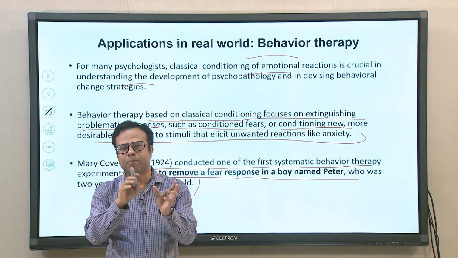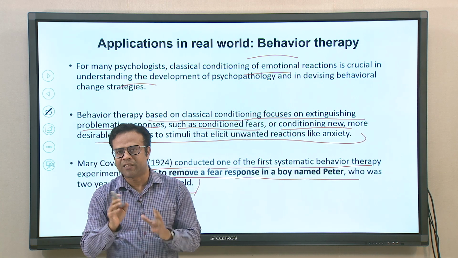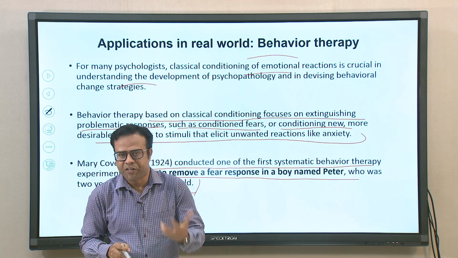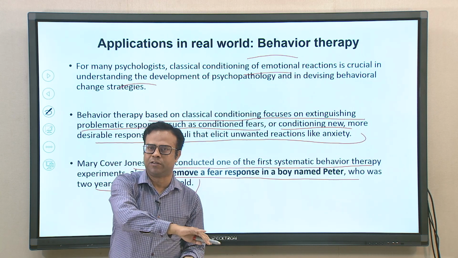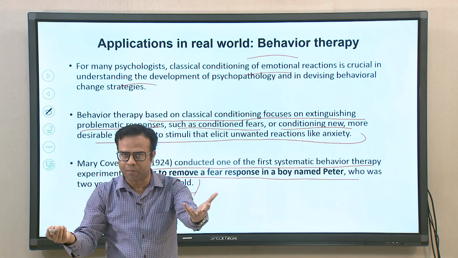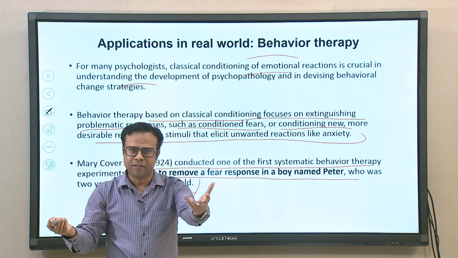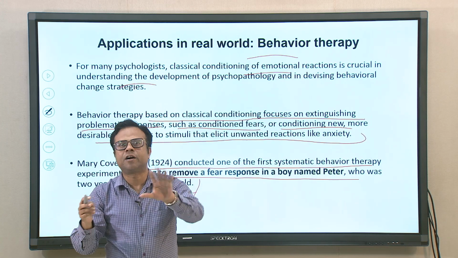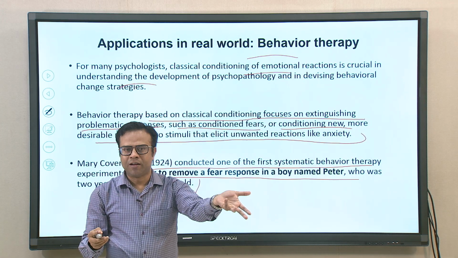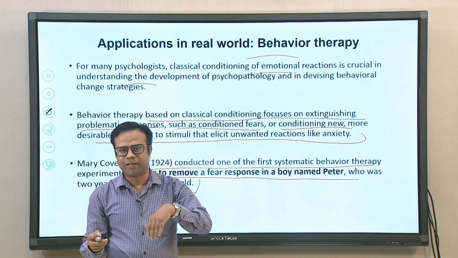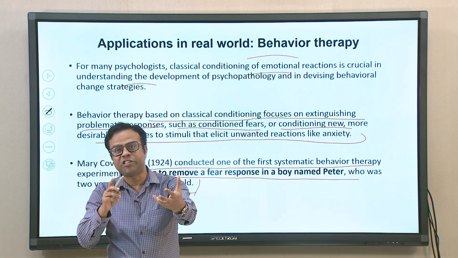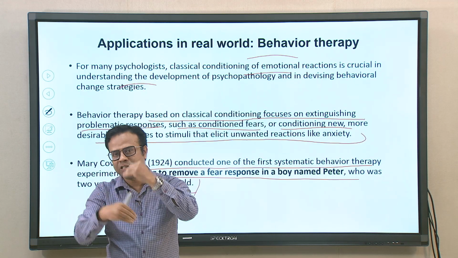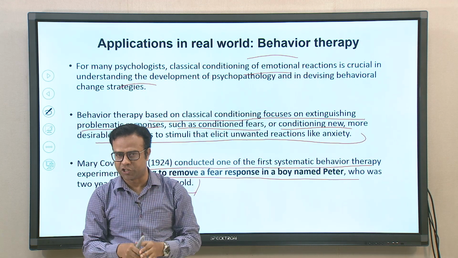So, Mary Cover Jones did the opposite of what Watson did. Watson created fear in the little Albert child and proved that conditioning can happen to humans also. Mary Cover Jones did the opposite. There was a boy named Peter who was afraid of a white rat, and she tried to remove those fears using the principles of behavior or classical conditioning.